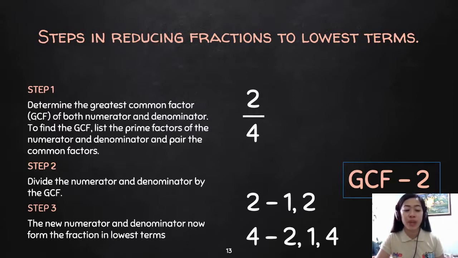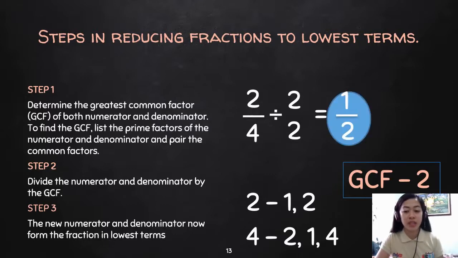Step 2, we have to divide the numerator and denominator by the greatest common factor. So, we will divide the numerator by 2, and the denominator by 2. So 2 divided by 2 is 1, and 4 divided by 2 is 2. Therefore, the lowest term of 2/4 is 1/2.